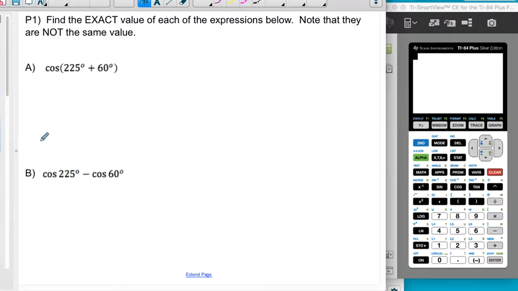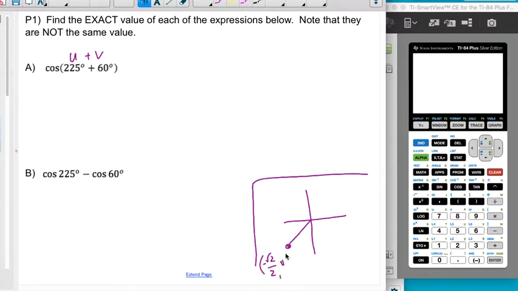All right, let's go ahead and try another one. Again, we're going to find the exact value. This is going to use that cosine of u plus v formula, right? This one is two values that I can just find right away. And actually, I'm going to go ahead and draw my little chart down here. So 225 is right here. 225 is negative root 2 over 2 and negative root 2 over 2, both of them negative, sorry, my bad.